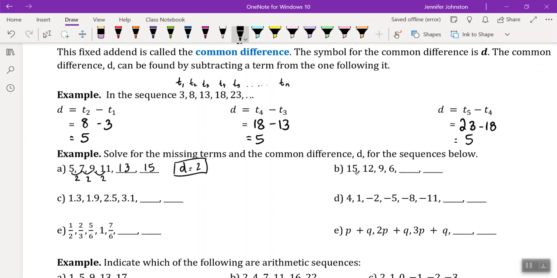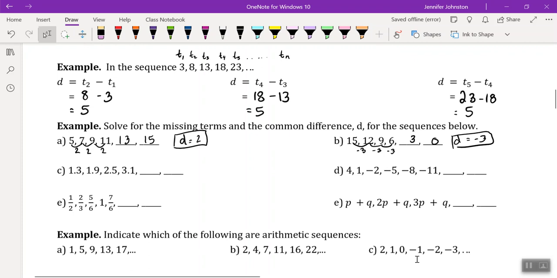And then for these next ones, watch out here, because it's not the difference between 15 minus 12. We're looking at 12 minus 15. So we get -3, 9 minus 12 gives -3, and 6 minus 9 is -3. So here we'll get 3 and 0. Our common difference here is -3.